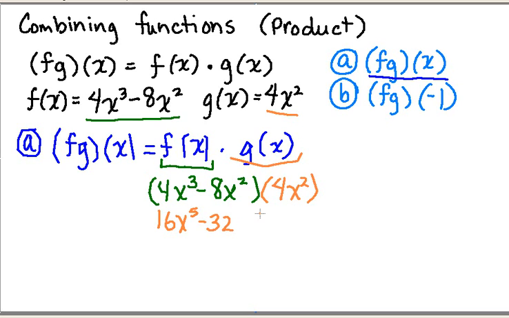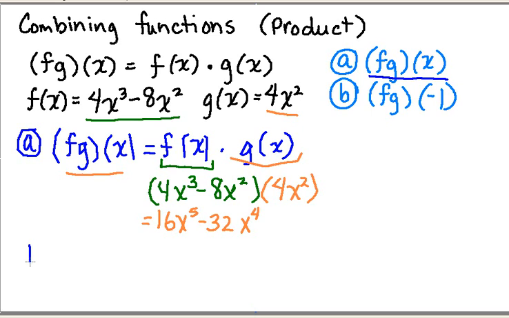And x squared times x squared gives me x to the 4th. Once again, if the original problem is given to me in terms of x, I will probably have an x in my answer, and I'll just leave it like that. I don't know what to plug in for x, so this is my final answer here.